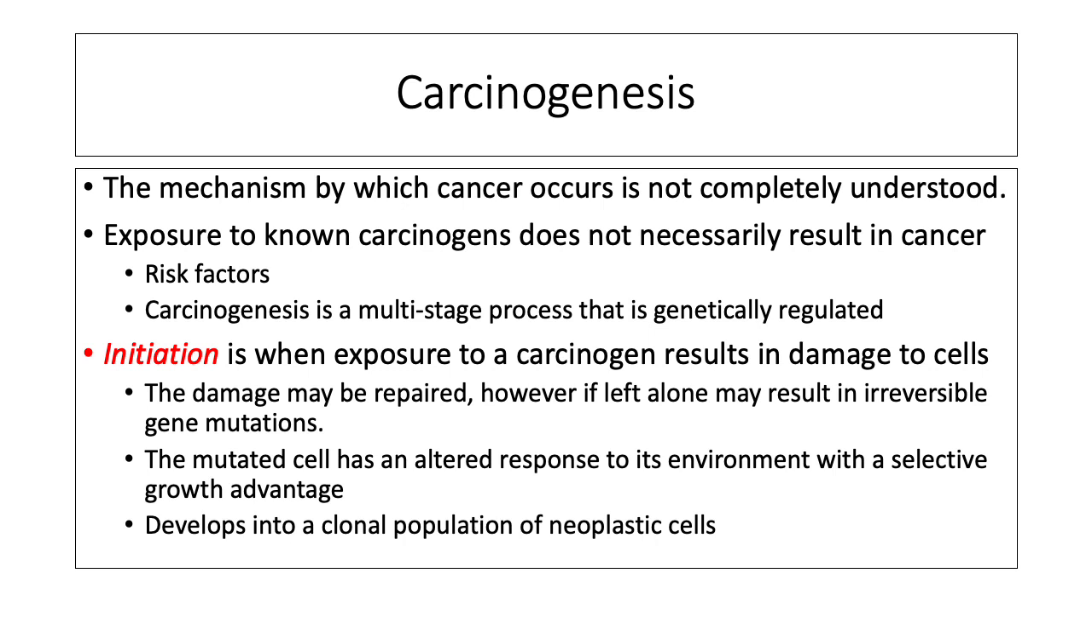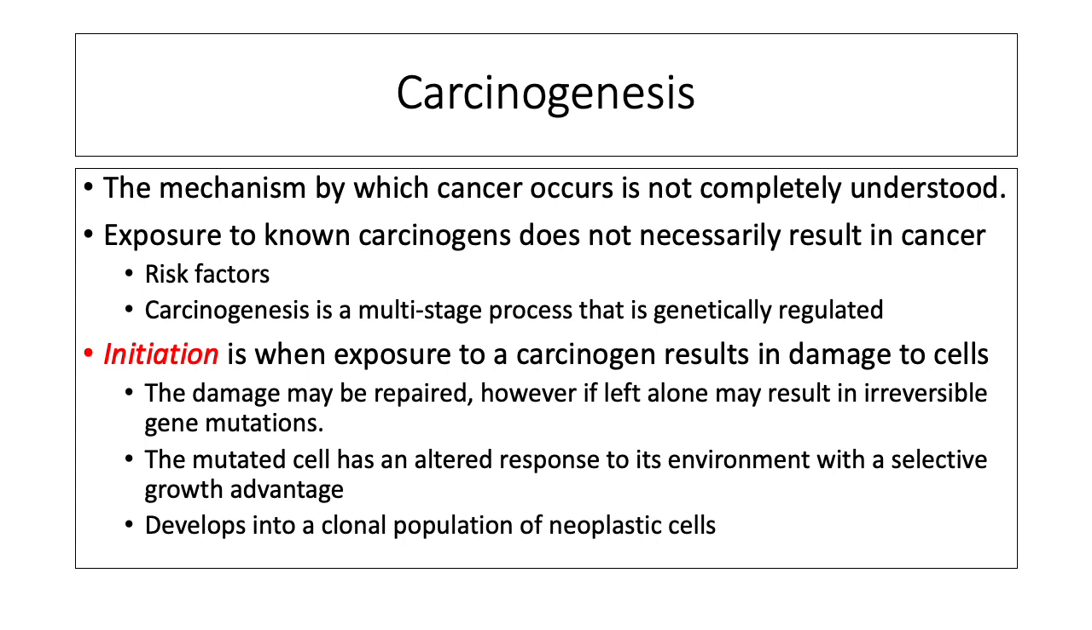fact to consider. If you remember earlier, the body has its own mechanisms to actually repair DNA. So if you've got more repair occurring compared to damage, then the likelihood of a cell actually becoming cancerous is much less. So in very healthy people who are eating healthy, exercising, the capacity for repair might actually be much higher than the capacity for damage. But there are some risk factors which are associated with cancer, which we shall talk about. So cancer, carcinogenesis, is a multi-stage process that is genetically regulated.